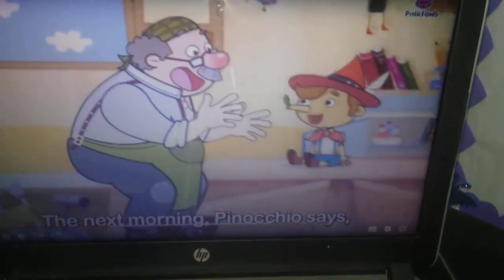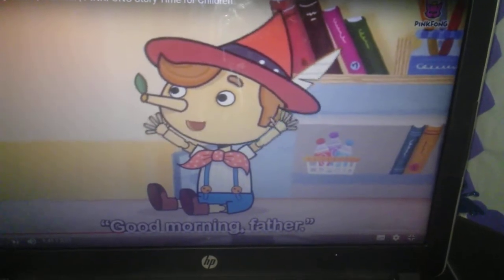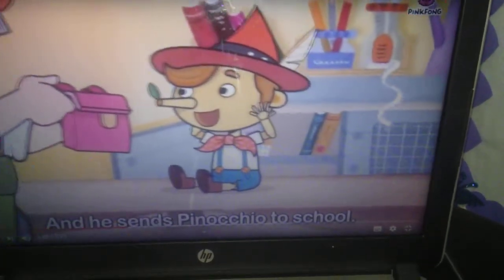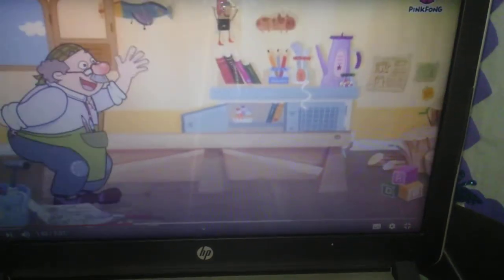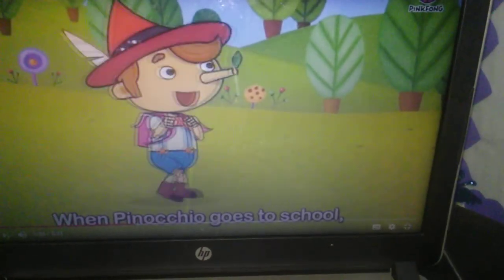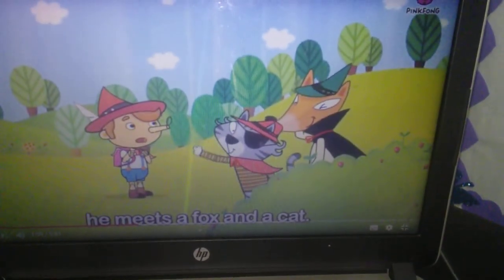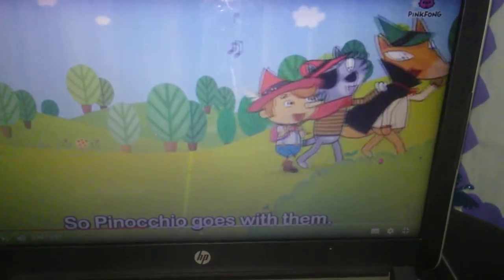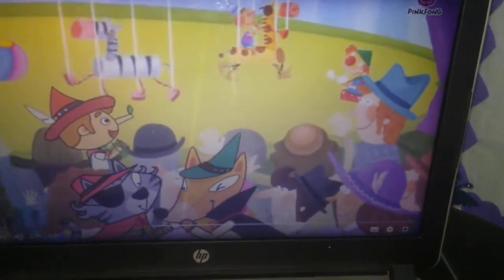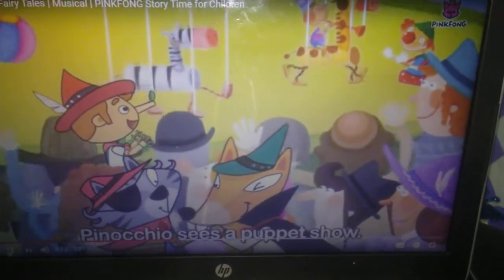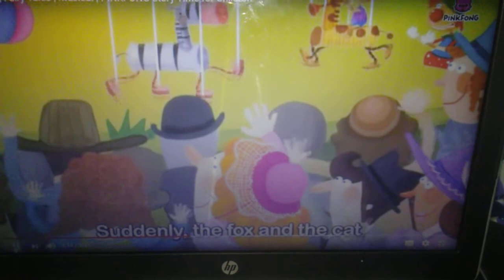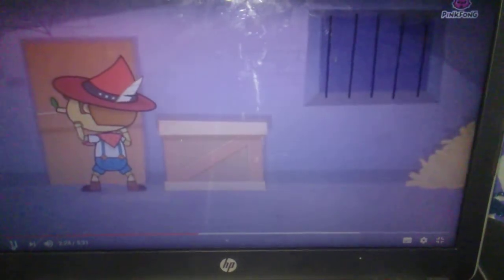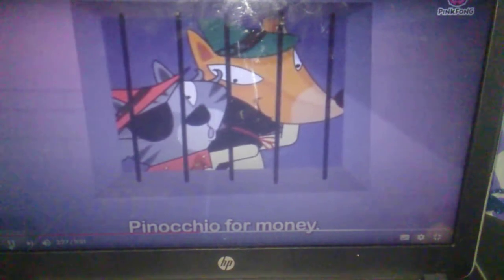The next morning, Pinocchio says, good morning, Father. Geppetto is very happy, and he sends Pinocchio to school. When Pinocchio goes to school, he meets a fox and a cat. They say, "Let's go to a puppet show." So Pinocchio goes with them. Pinocchio sees a puppet show. Suddenly, the fox and the cat lock Pinocchio in a cellar. They plan to sell Pinocchio for money.